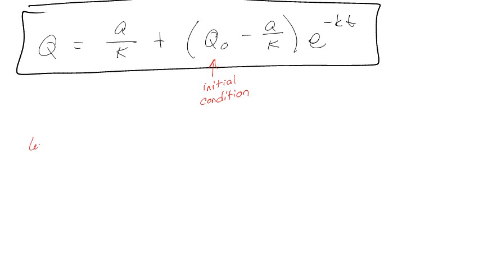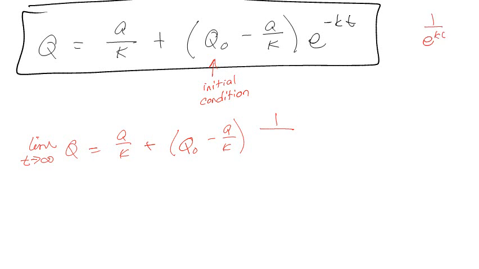Now, I want you to see what happens if I take the limit as t approaches infinity. So obviously it doesn't affect the first term. Now, if I go to the second term, we know that e to the minus kt is just the same thing as 1 over e to the kt. e to the infinity is infinity, and 1 over infinity goes to 0. So basically that means that the limit as t approaches infinity is A over k.